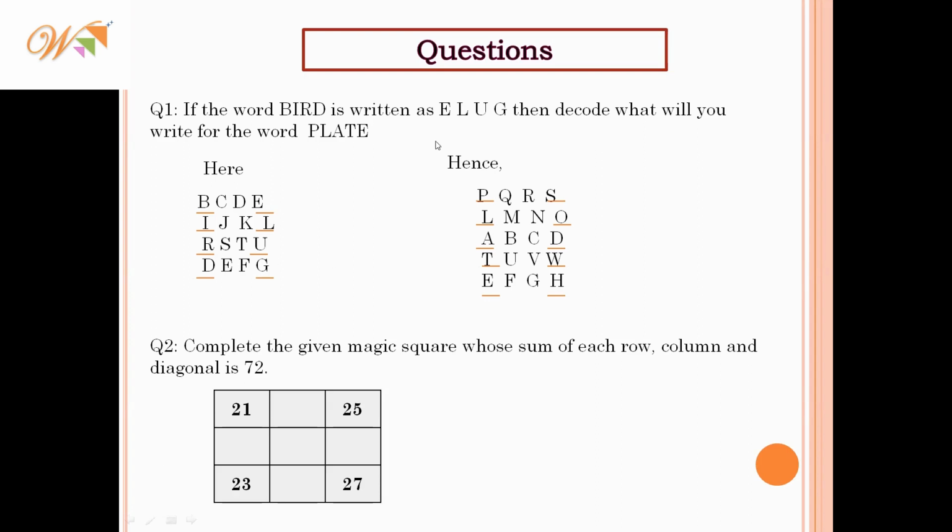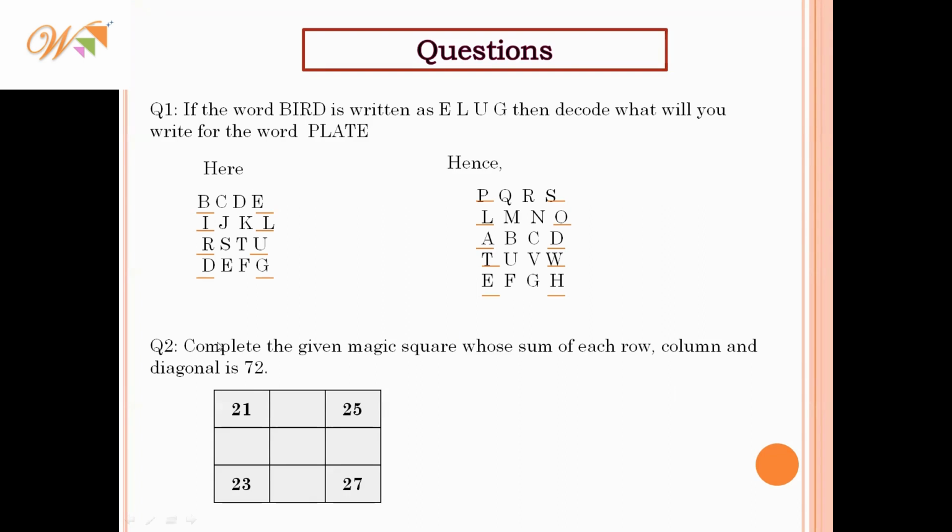So hence PLATE will be written as, so I have written P, skip Q and R, write S. L will be written as O, A will be written as D, T will be written as W, E will be written as H. So the answer is SODWH.